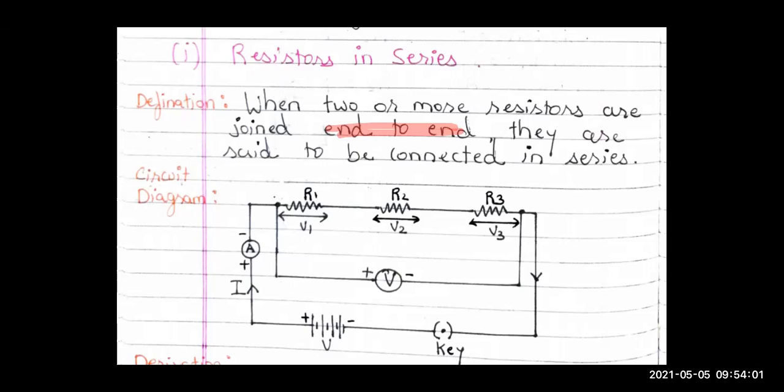And as you can see in the circuit diagram, these are the three resistors. They are joined one after the another, एक के बाद एक, end to end, right? So they are said to be connected in series. And with this, what you are having, ammeter to measure the current, battery, key, and the circuit is closed. And here we have put a voltmeter so that voltmeter can measure the potential difference, right? I hope the circuit is clear. What is shown in the circuit? Three resistors are connected end to end and they are said to be in series.